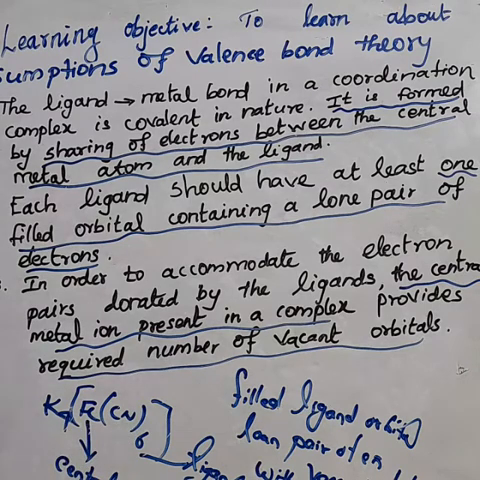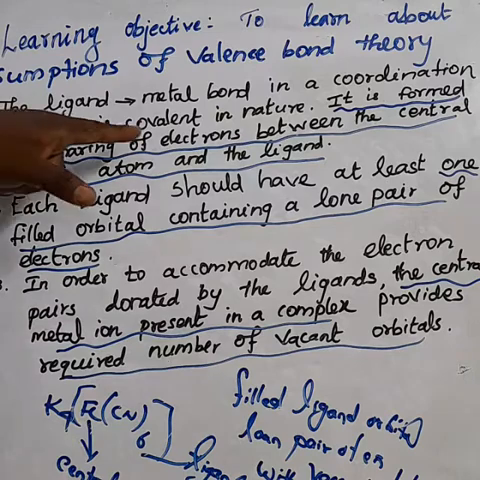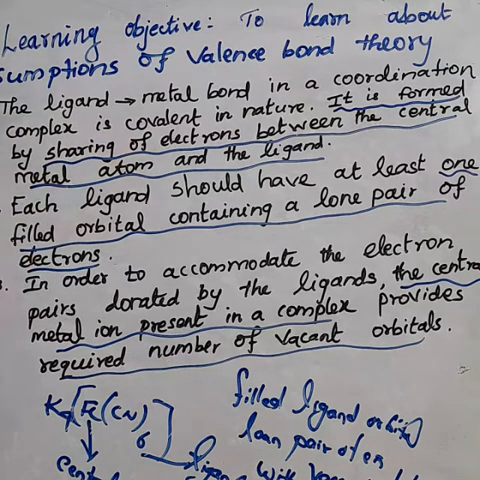This is about the first point. The ligand-metal bond in a coordination complex is covalent in nature. All of you know about covalent bonds. It is formed by the sharing of electrons between the central metal atom and the ligand.